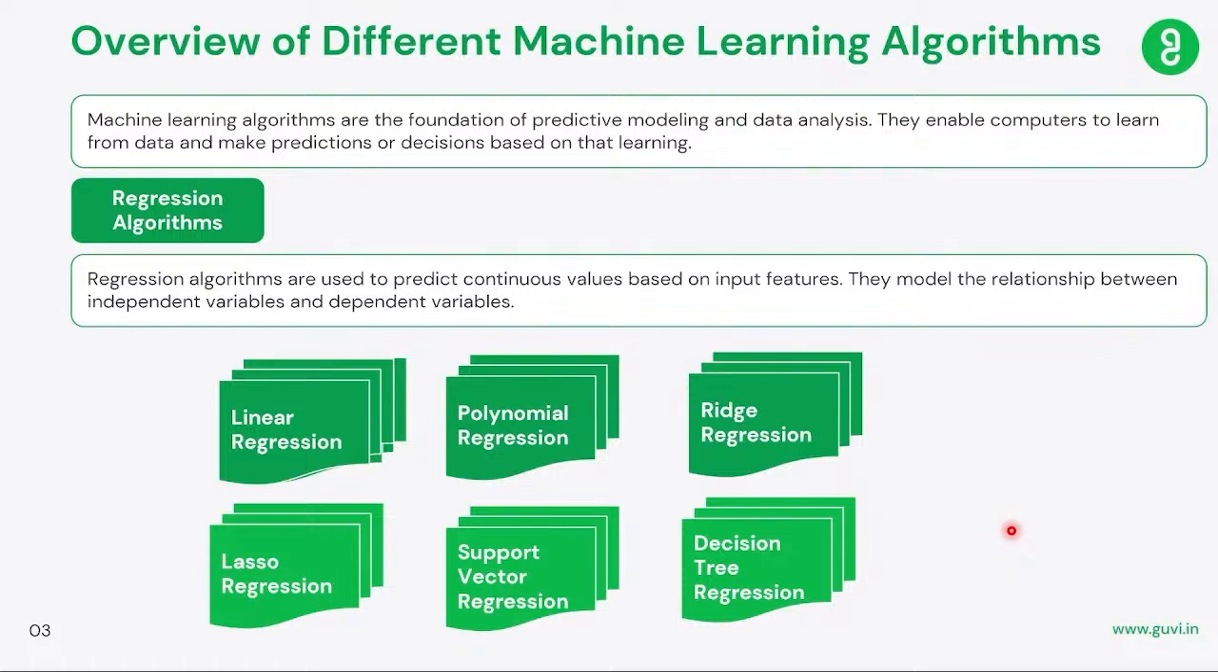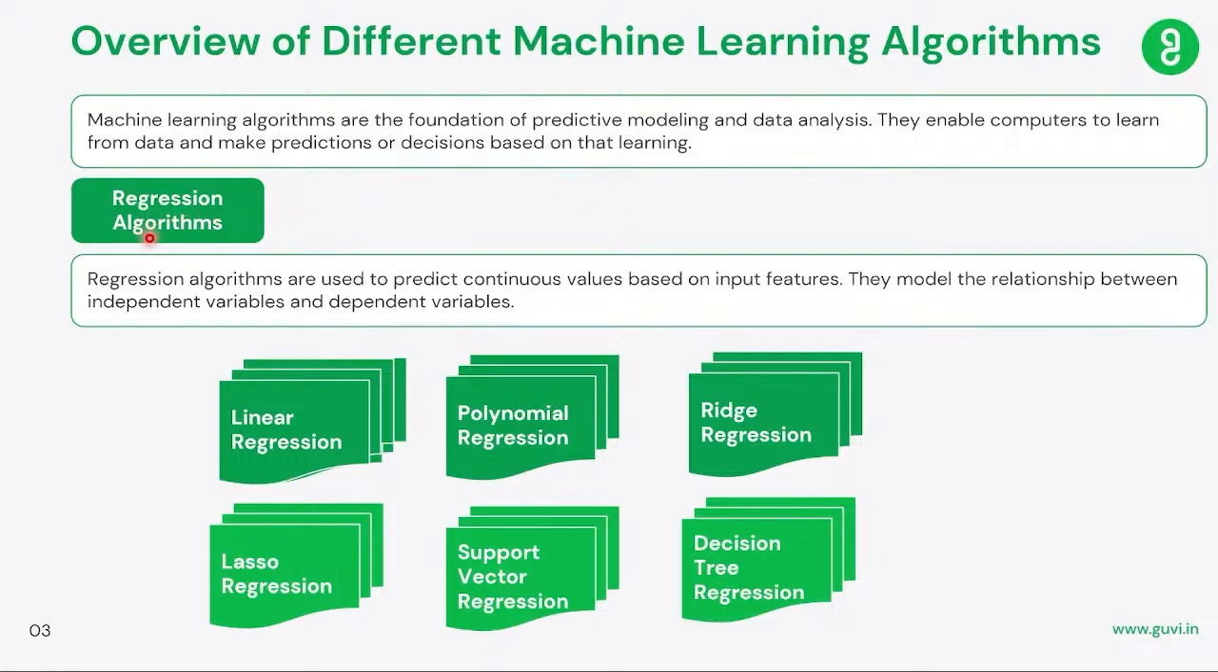Now that we know what supervised and unsupervised learning are, let's get into an overview of different machine learning algorithms, the ones often used in the industry. There are hundreds and hundreds of algorithms. If you write your own mathematical model, it becomes your own algorithm. There are various different ML algorithms available. Machine learning algorithms are the foundation of predictive modeling and data analysis. They enable computers to learn from data and make predictions or decisions based on that learning.